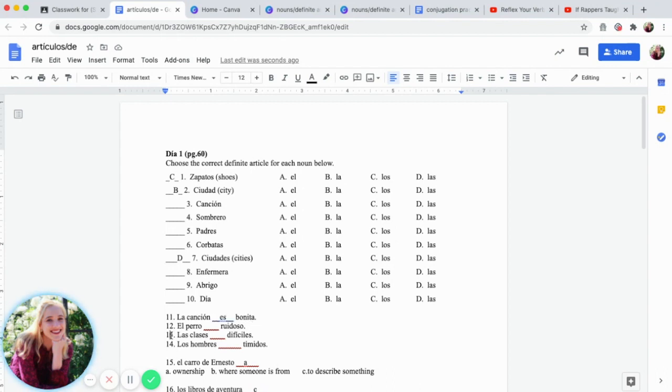So let's look at number 13. We're saying the classes are difficult. Now which version of ser are we going to use for las clases? Good, Khalil. David Excel. Yeah. Good, Chisamaga. Yeah. Son. Las clases son difíciles. Okay.